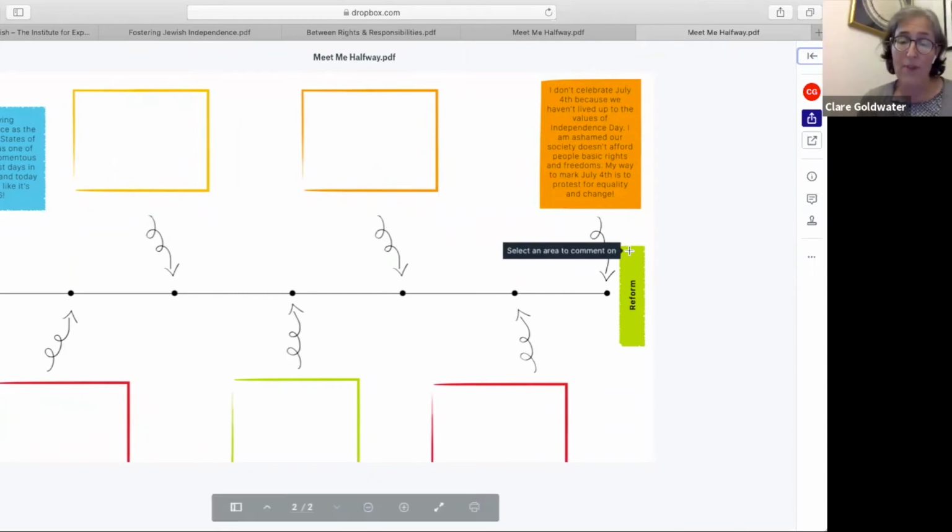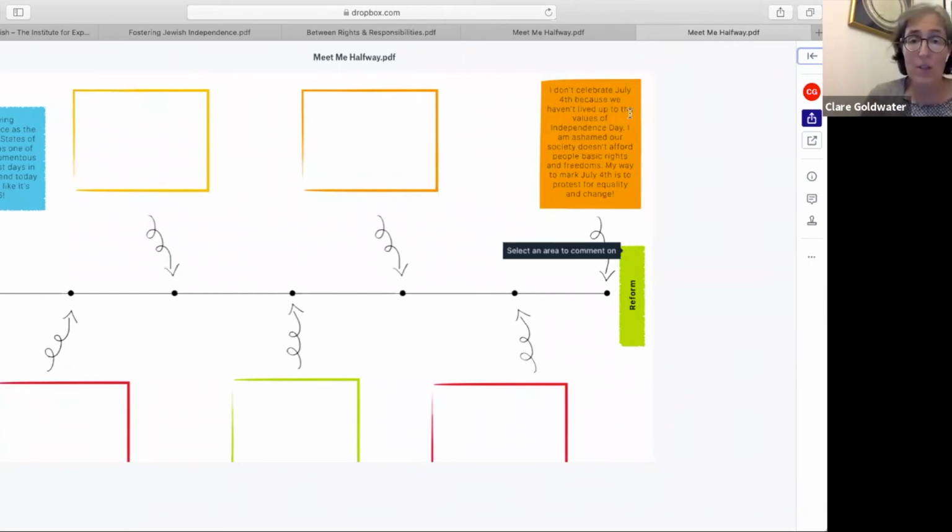discussion, where the value is about change and reform, the argument is to say, I'm not celebrating July 4th. This is not my celebration at this point, because we haven't lived up to the values of that independence. I'm ashamed our society doesn't afford people basic rights and freedoms, and so my way to celebrate July 4th is to protest for equality and change. Two very different approaches, and in the middle there's a whole load of others.